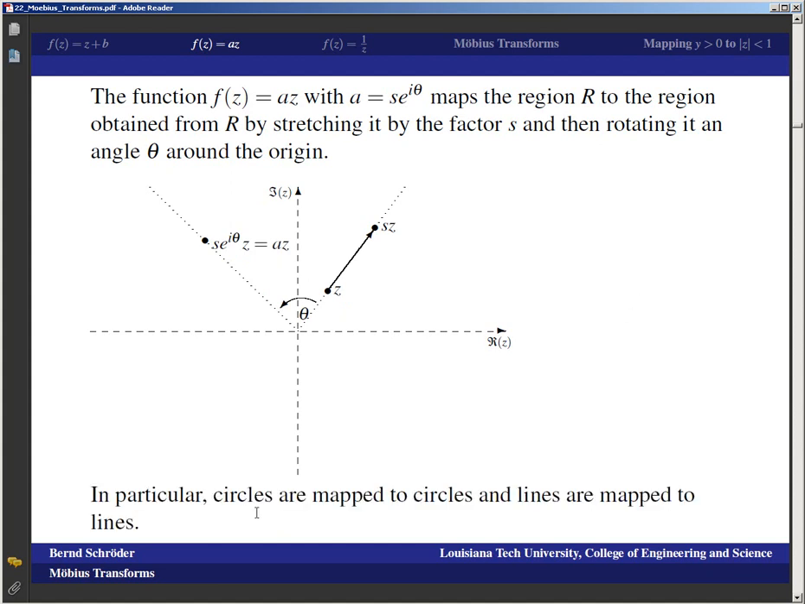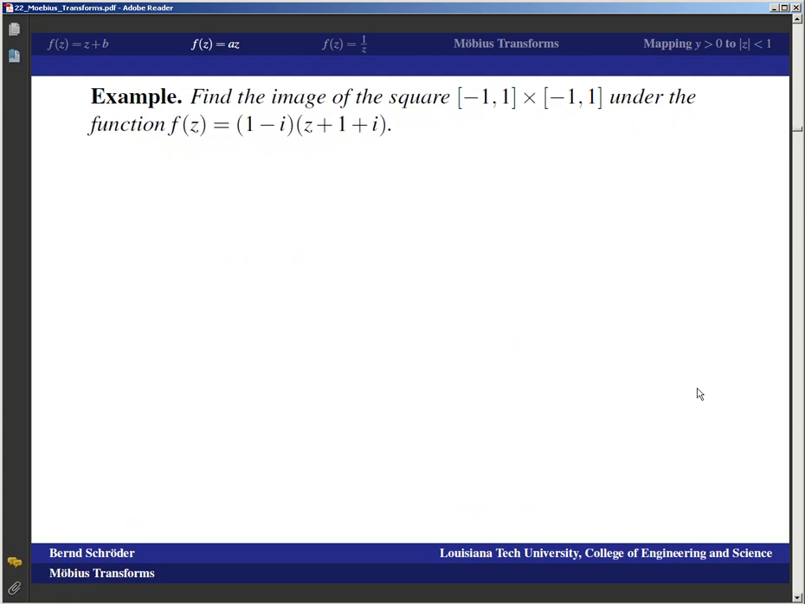Again, in particular, if you take a circle and stretch it, you get another circle, and if you take a line and stretch it, you get another line, and similar for rotation. So this thing maps circles to circles and lines to lines.